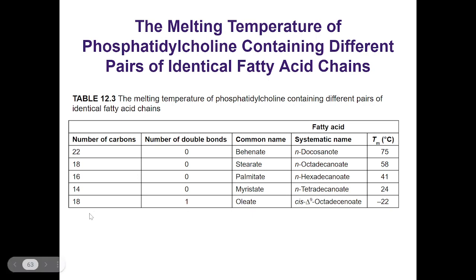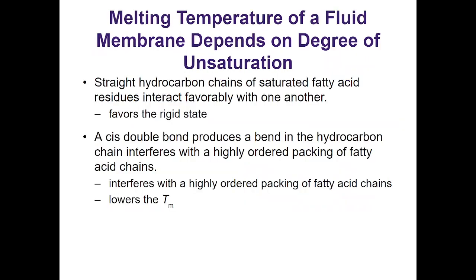The double bonds, if we look at 18 here versus 18 there, what happened to the TM? A lot, right? And that's not super surprising because the double bonds kind of make it kink, don't they? Yeah. And that's not going to fit really well together, right? So you won't have a lot of overlap, and your diffusion forces will be fairly low. So these straight hydrocarbon chains of saturated fatty acid residues will interact favorably with one another. This will favor a more rigid state.